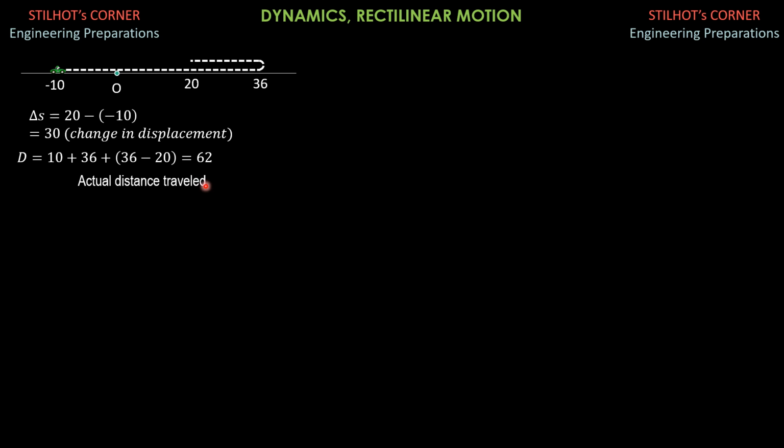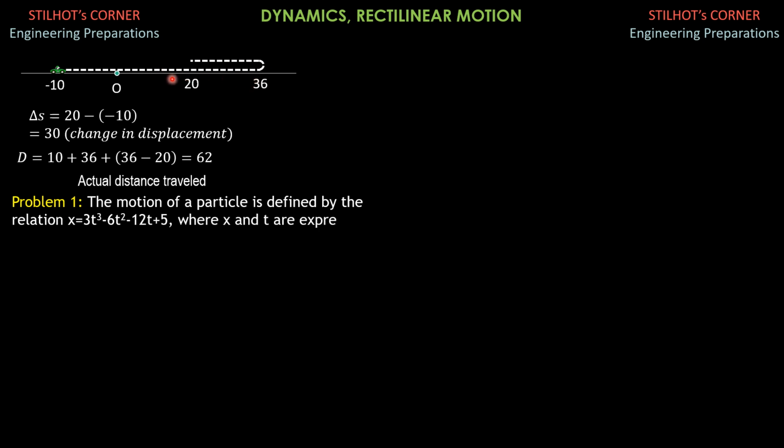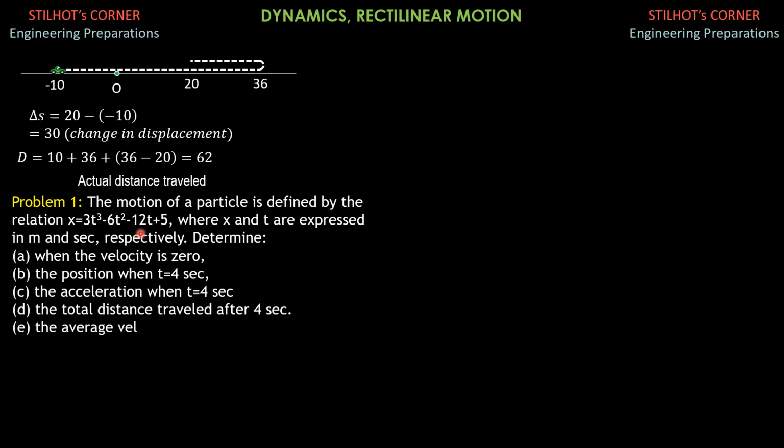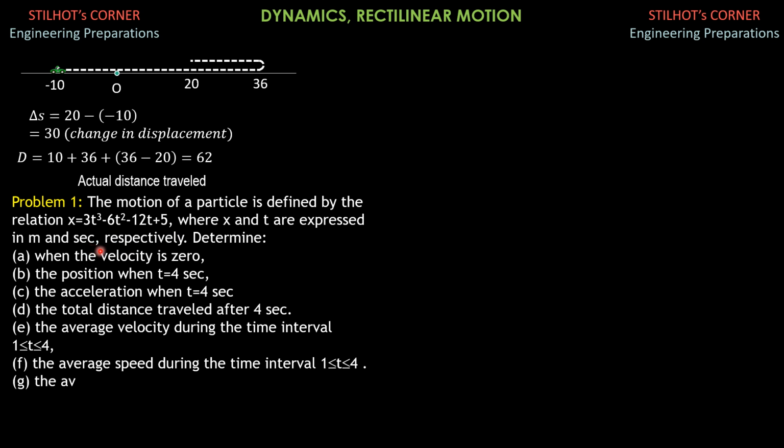Let's have this first example to demonstrate the concepts that have just been presented. The motion of a particle is defined by the relation x equals 3t cubed minus 6t squared minus 12t plus 5, where x and t are expressed in meters and seconds respectively. Determine, letter A, the time when the velocity is 0, and then the position when t is 4 seconds. The particle is moving along the horizontal path because this is x.